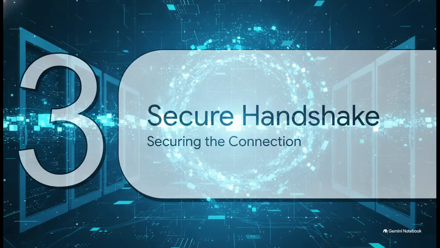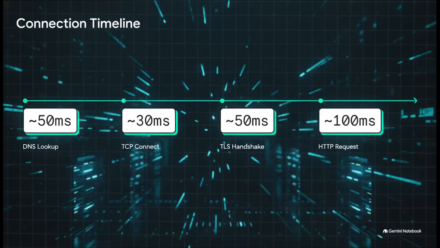All right, part 3, the secure network handshake, securing the connection. So we have our numerical IP address. Now, packets of data have to traverse the internet and lock in a secure encrypted connection. Look at the sheer speed of this timeline. Following that roughly 50 millisecond DNS lookup we just talked about, we spent another 30 milliseconds doing a TCP connect to ensure reliable data transmission.